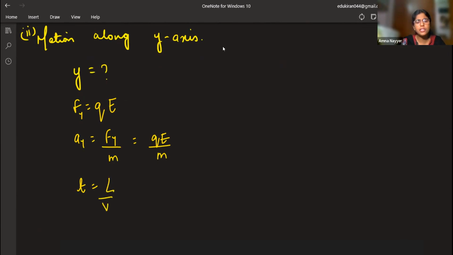We again have the information regarding the initial velocity across the y-axis. There isn't any initial velocity across the y-axis. The initial velocity was across the x-axis, which we had written as v. So u_y is 0. Now just apply your kinematics equation: y is equal to ut plus half at squared. That will be sufficient. You'll get your answer in one line only.